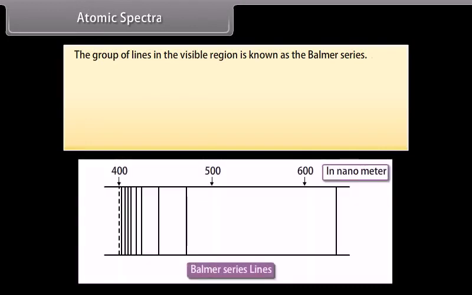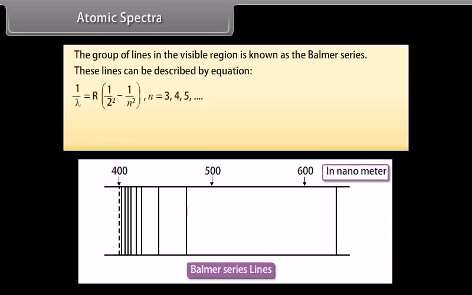The group of lines in the visible region is known as the Balmer series. These lines can be described by the equation 1 upon lambda equals R into 1 upon 2 square minus 1 upon n square. Here the value of n may be 3, 4, 5 and so on, where R is the Rydberg constant having value 1.0973732 into 10 raised to the power 7 per meter.